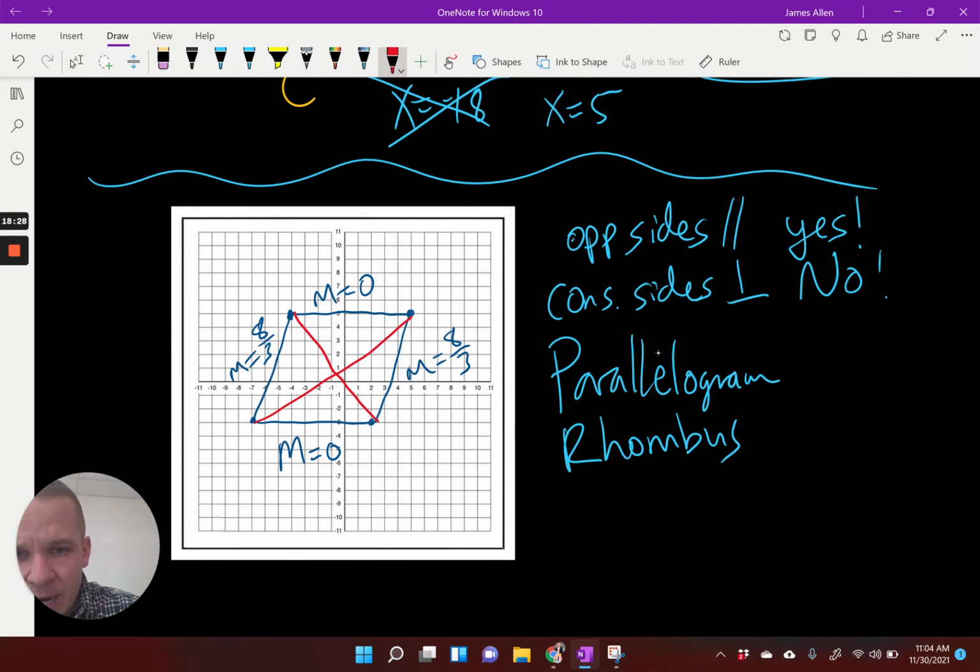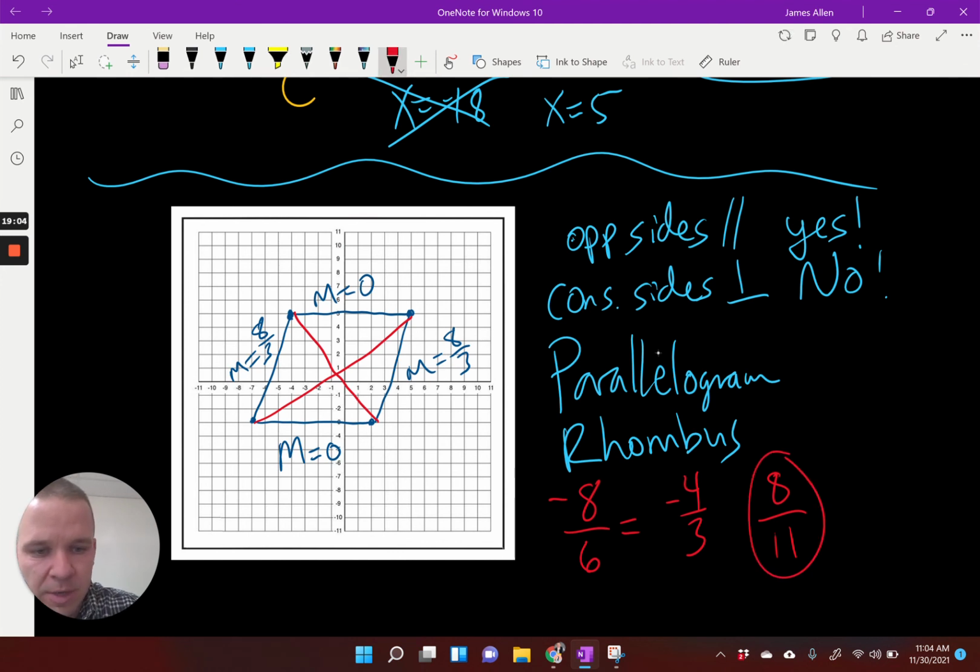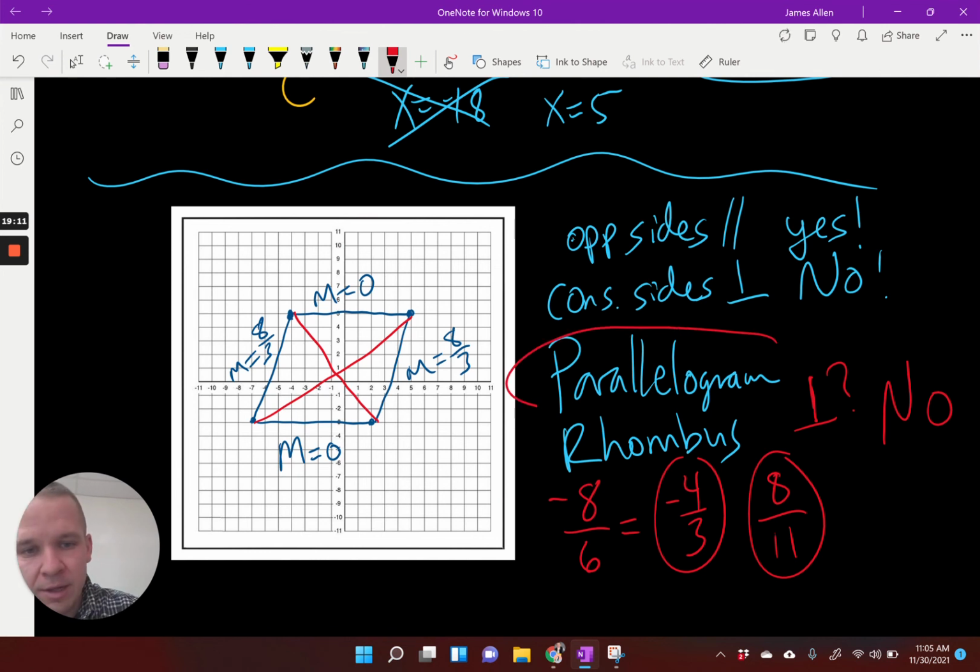So let's count it out. I go down 8 and over 6, so it's negative 4/3. My other diagonal goes up from 3 to 5, so it's up 8, and over from negative 7 all the way to 4, over 11. So that's 8 over 11, rise over run. That does not simplify. These are my two slopes. Are they perpendicular? No. So parallelogram is my answer. I hope I counted those out correctly.